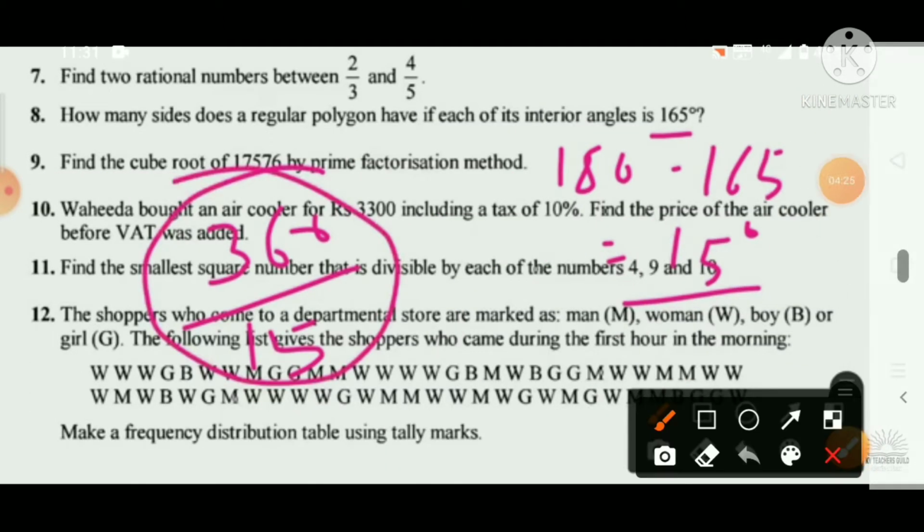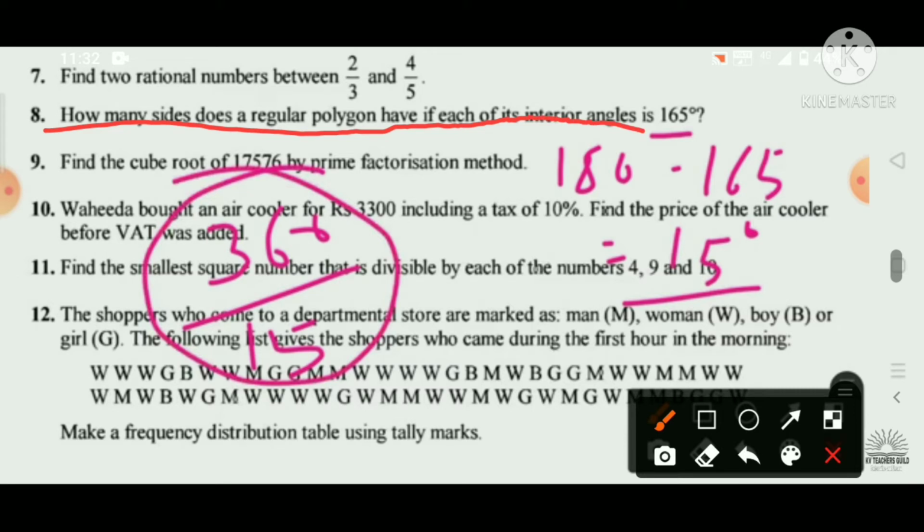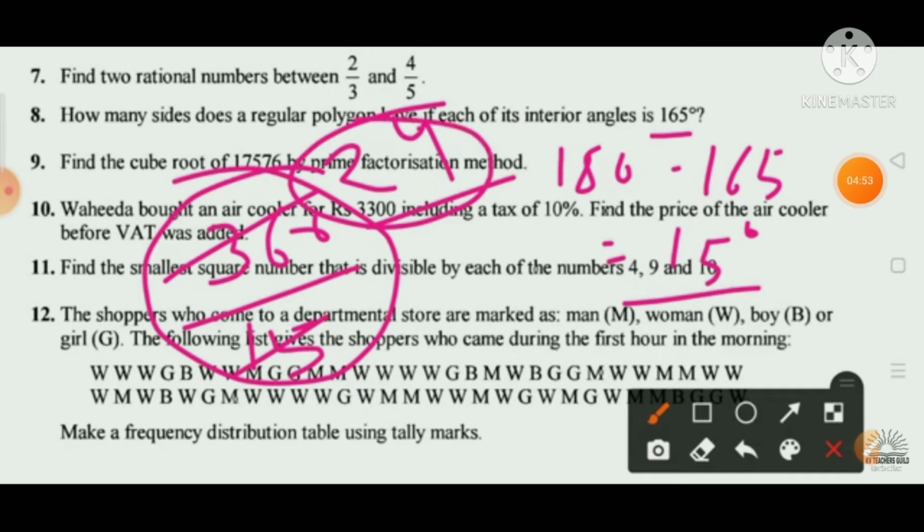How many sides does a regular polygon have if each interior angle is 165 degrees? First of all, the total is 180 degrees, so you can do 180 minus 165. Then you will get 15 degrees. Then you divide 360 degrees by 15 degrees, and you can get the answer for this question. By cancelling you will get 24. So 24 sides are there in the regular polygon.